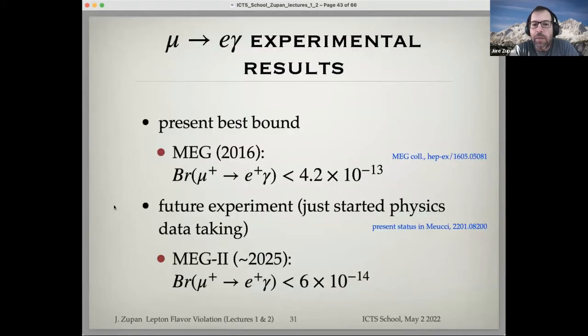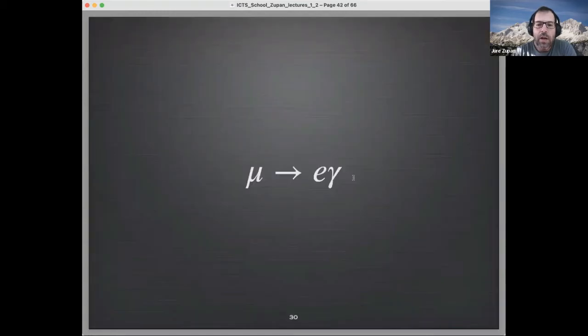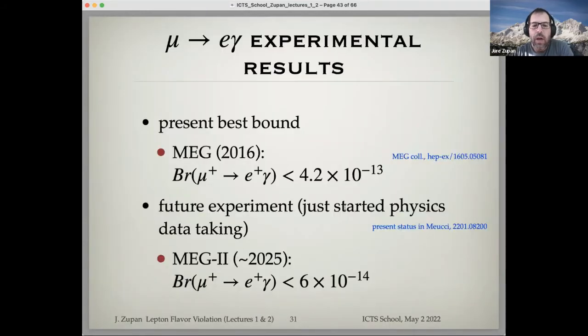All right, so the present bound comes from the MEG experiment at PSI, so Paul Scherrer Institute in Switzerland, and it's at 4 times 10 to the minus 13. The future experiment is MEG2. It's the upgrade of the MEG experiment, and they just started the physics data taking. And they will improve the bound by an order of magnitude. That's the plan.